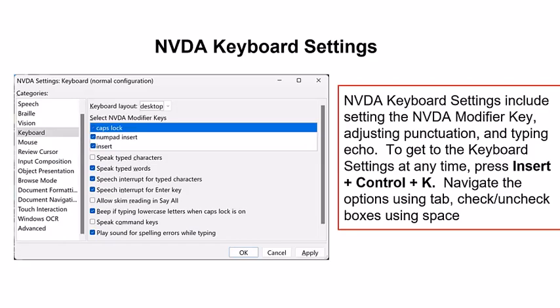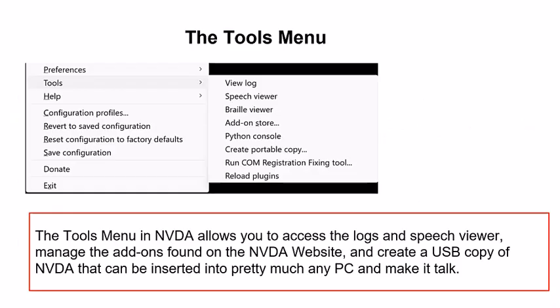The Tools menu can be accessed by pressing NVDA plus N to get to the interface, arrow down to Tools, and then from there you can access things like the speech viewer, the Braille viewer, and the add-on console. This is also where you would create a USB copy or a portable copy of NVDA that can be inserted into any PC and make it talk.